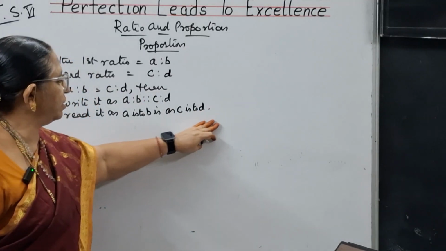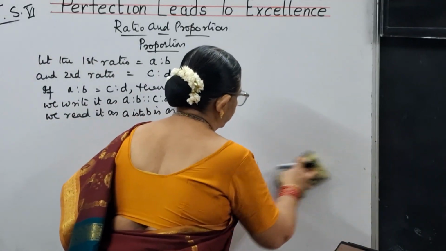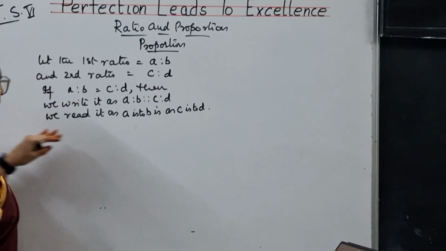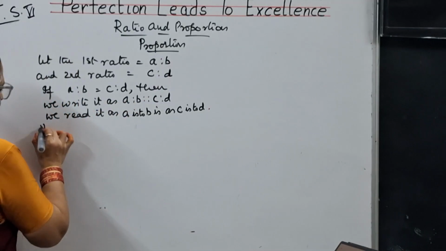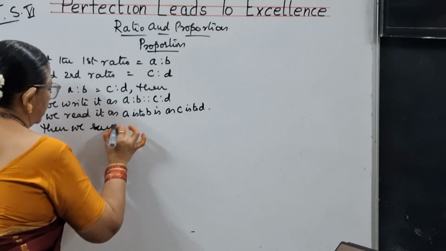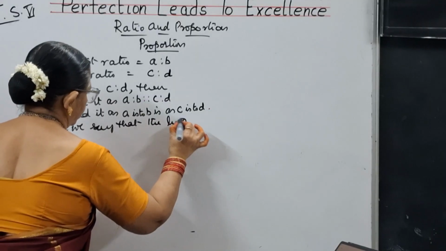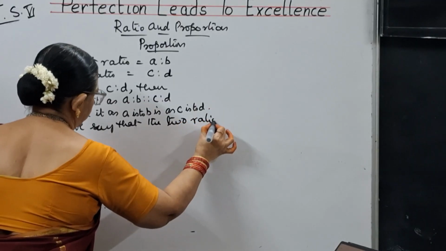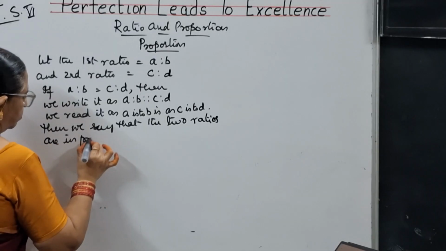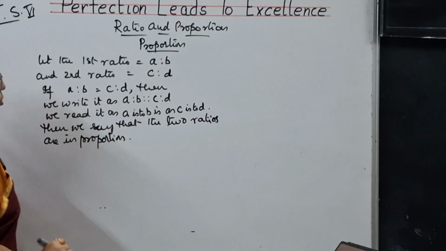So that you will understand clearly, children, that is why I am writing this. A is to B is equal to C is to D. This is proportion. In this case, then we say that the two ratios are in proportion. This is the meaning of proportion.